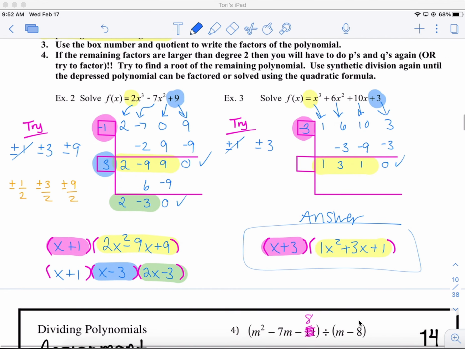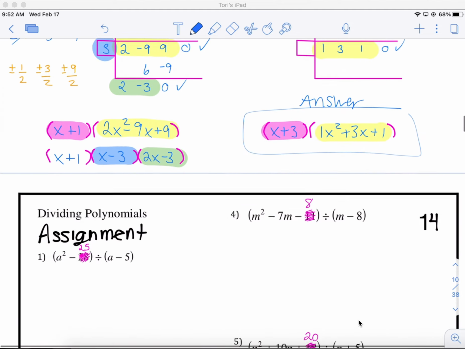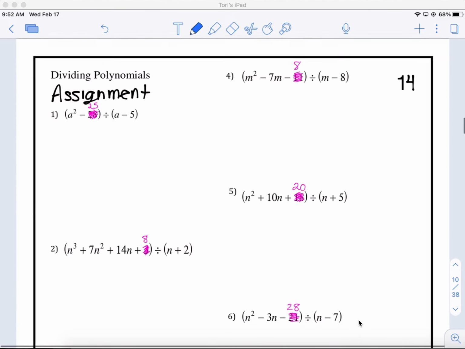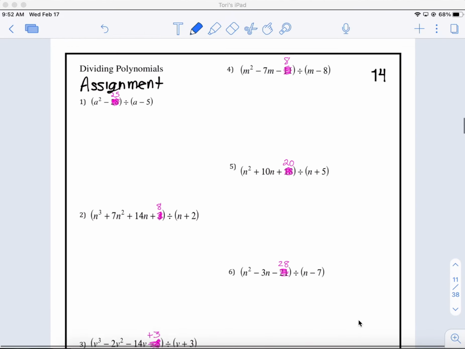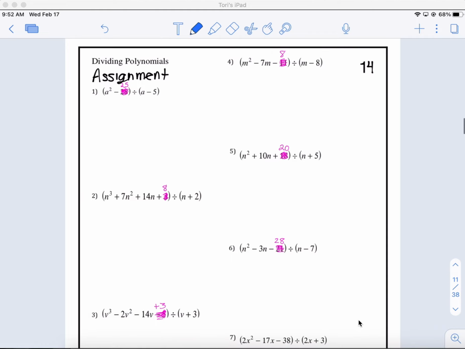I'm going to edit 5 questions on your assignment. So please, please, please stay on this video for just a second until you can make the changes. Okay. All right. Zoom out if I can just a little bit. There we go. On number 1, I want you to change the 28 to a 25. Number 2, change the 3 to an 8. Number 3, change that minus 5 to a plus 3. Number 4, change the negative 11 to a negative 8. 5, we're going to change the 18 to a 20. 6, we're going to change the 21 to a 28.